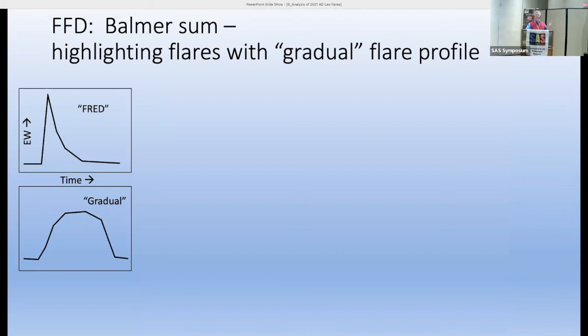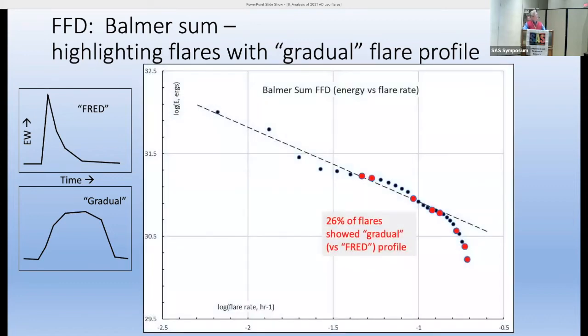I made the comment on the earlier chart about the different shapes of the flare power distribution, or flare equivalent width versus time, between what we call the FRED, fast rise exponential decay, versus the gradual flares. Where do those shapes fit into this flare frequency diagram? So I've highlighted in red the flares that showed the gradual shape, and in black are the FREDs. And you sort of get this hint that the gradual ones tend to be lower energy.